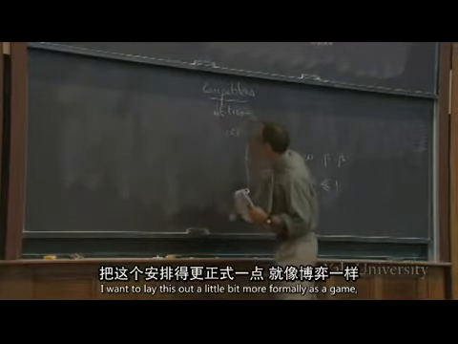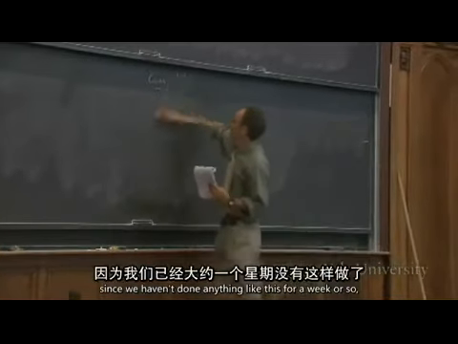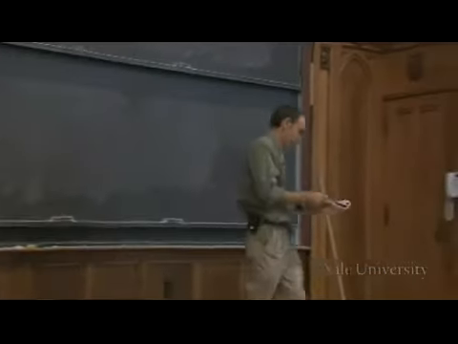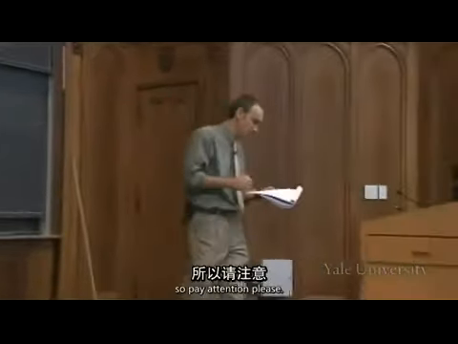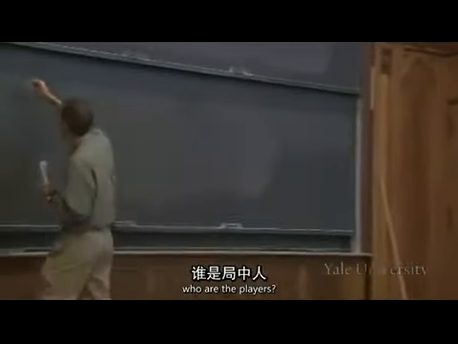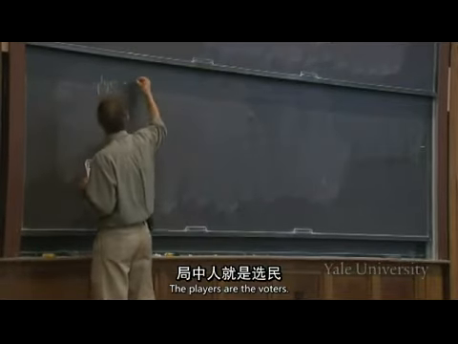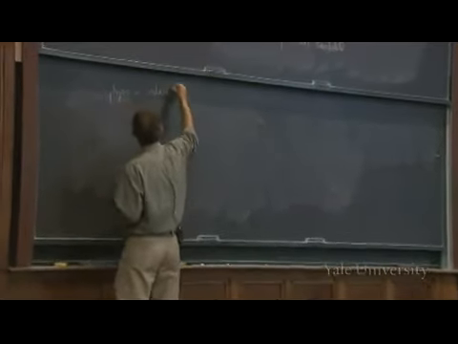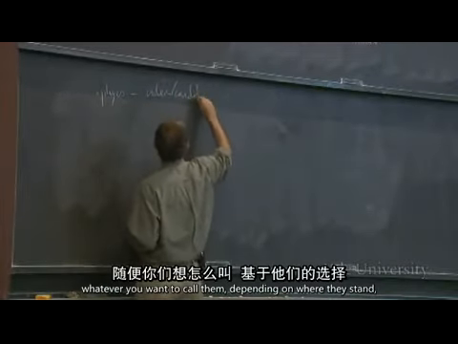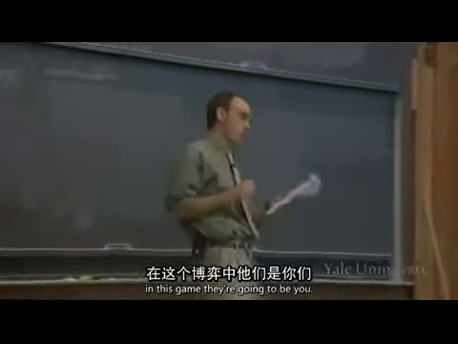So what I want to do is lay this out a little bit more formally as a game, and then, since we haven't done anything like this for a week or so, we're going to play the game. All right, so you're about to play this game, so pay attention, please. So who are the voters? Who are the players? The players are the voters, or candidates, whatever you want to call them, depending on where they stand. In this game, they're going to be you.